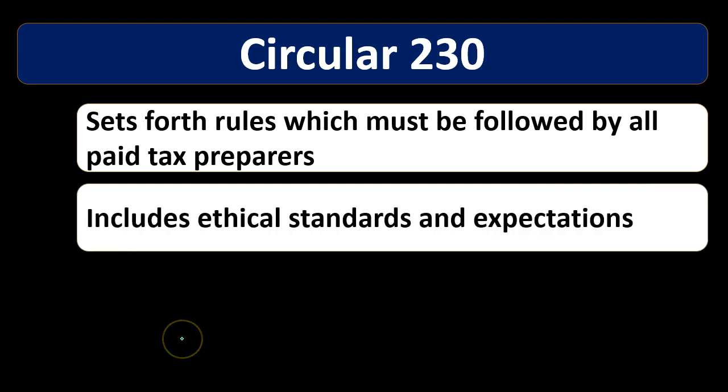It includes ethical standards and expectations, and this is going to be important. We need to have some guidance in terms of what we do and what we do not do as tax preparers, because we do have the ability to use and see some personal information. How can we use that personal information? What's the proper way to use it within the profession of tax preparation? Here are just a few rules, a few takeaways.